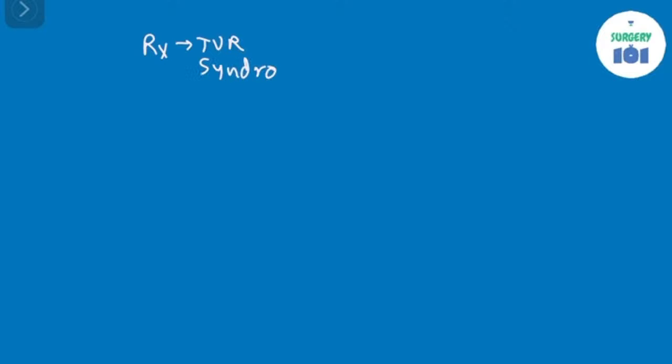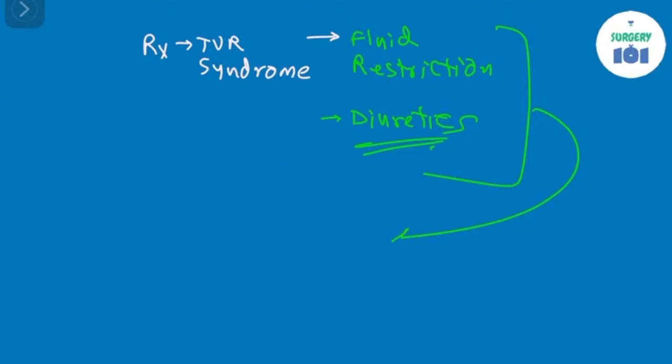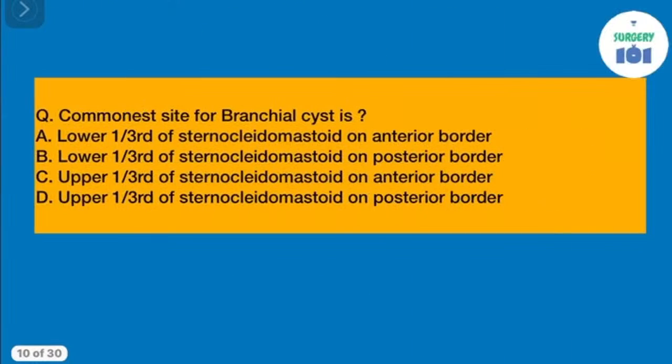So the treatment for the TUR syndrome is that you have to go in for the fluid restriction. Okay, you have to go in for the fluid restriction, and you may have to go in for the diuretics. So fluid restriction and the diuretics, this is how you'll basically manage a patient of a TUR syndrome. And if at all it doesn't respond to this, then you may go in for the sodium supplementation. Okay, that's it. Now let's move on to the next question, guys.